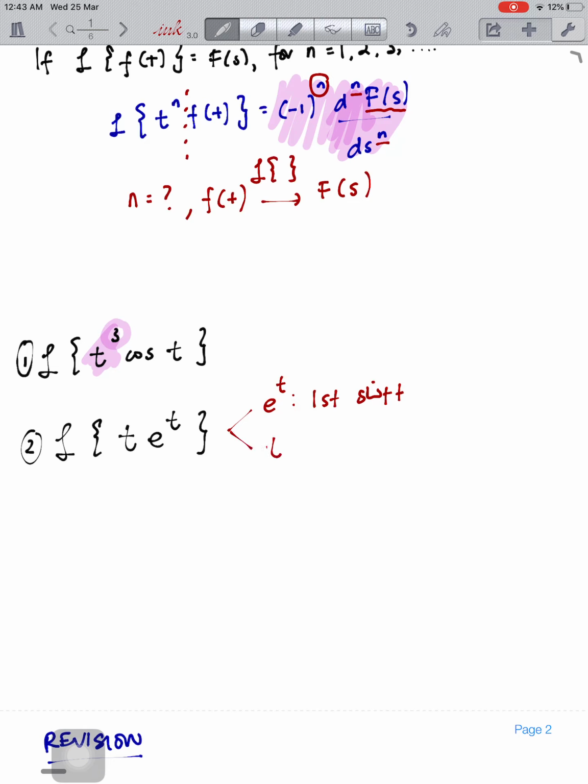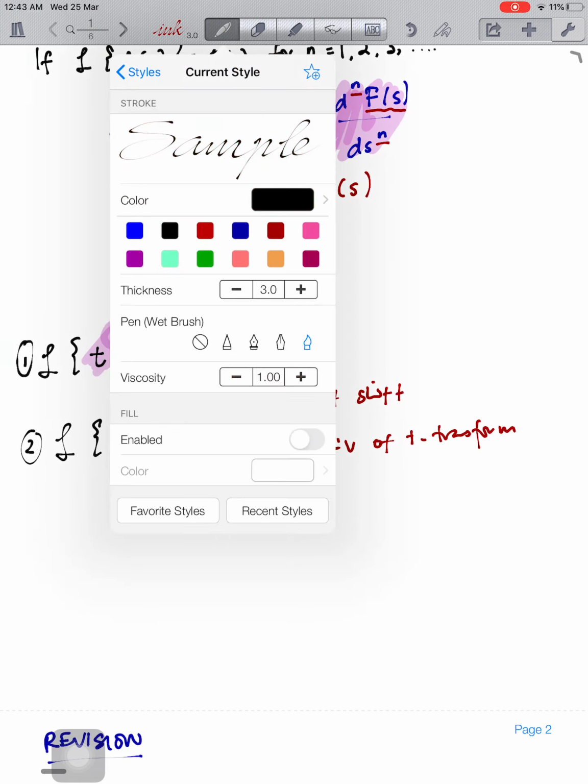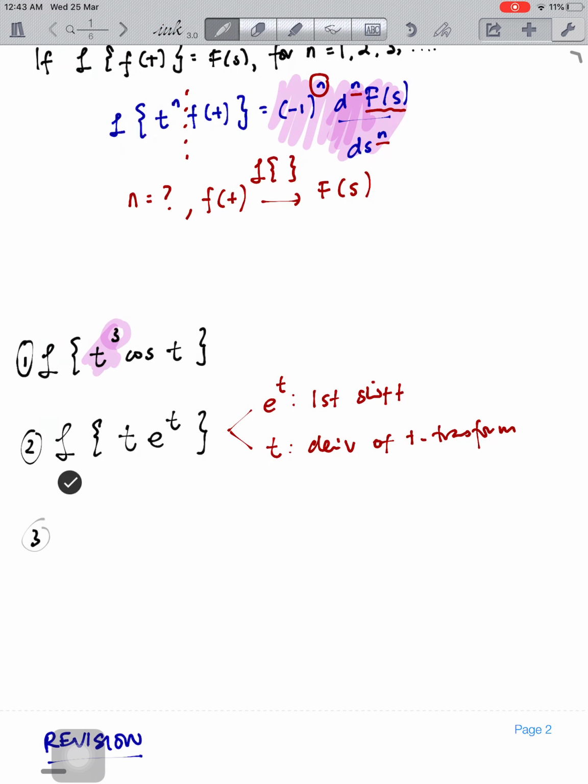And because of the t to the power of n, you can also use the derivative of t transform. So that is also possible. And either way, no matter what theorem you use, the outcome is going to be exactly the same. Alright, however, let me give you an example. Let's say I have the Laplace of t to the power of 10 exponential of t.